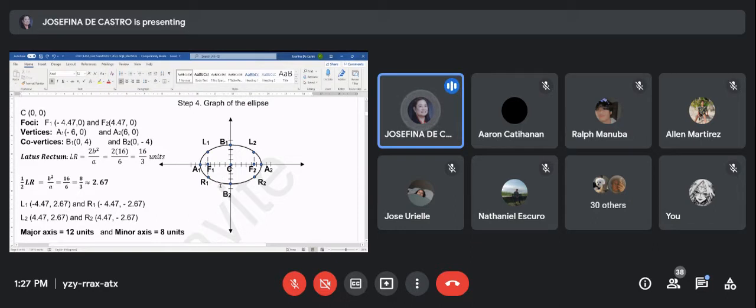Okay, when we have the graph now, yung 4.47, approximately ang ipo 4.5 mo na yan. From center 0, 0, 1, 2, 3, 4.5.